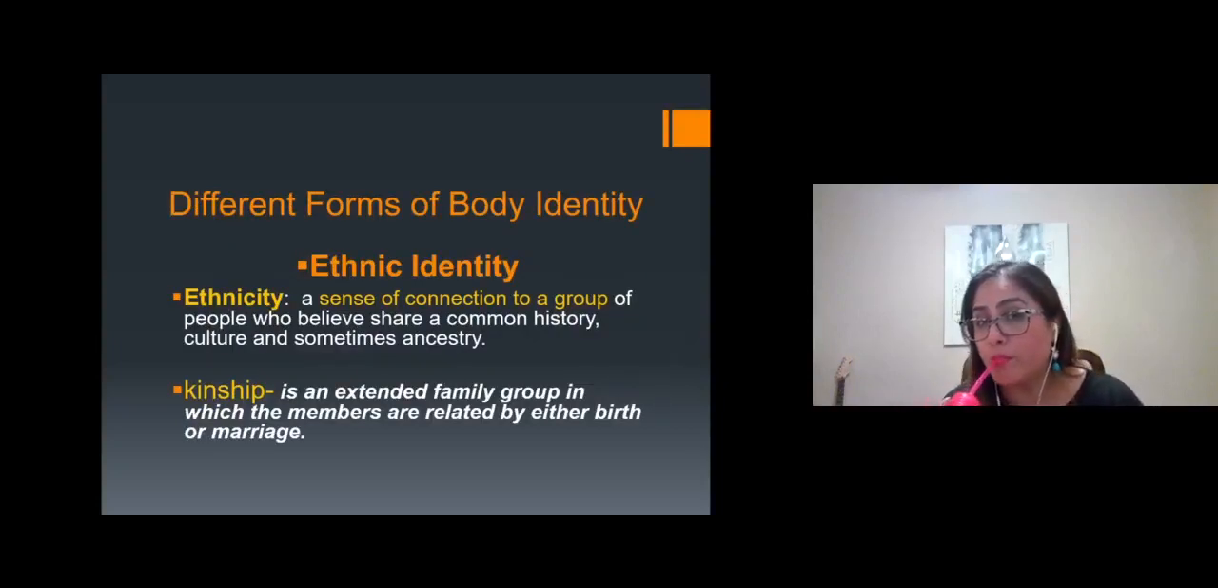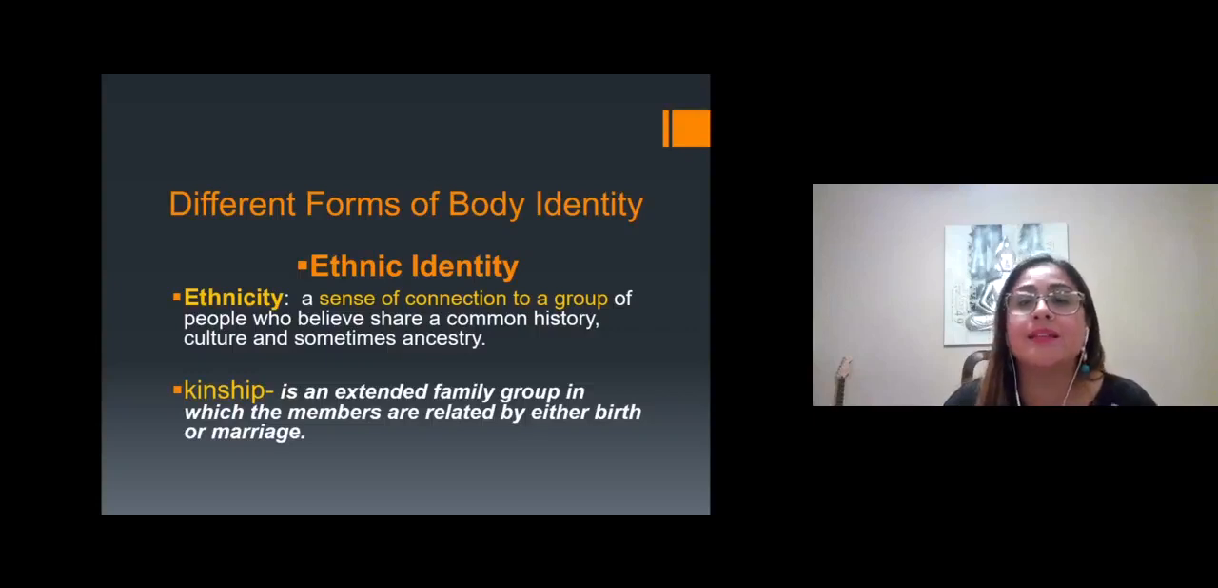All right, so now we're going to look at ethnic identity. When we see these modifications, see if they're communicating a form of ethnic identity. And ethnicity, we had already covered this term at the beginning, but ethnicity is a sense of feeling a connection to a group of people who believe you share a common history, a culture, or sometimes ancestry. So it doesn't necessarily have to be from a direct lineage. In many cases, it could be an ancestral lineage, but you may share a common history, perhaps also territory.